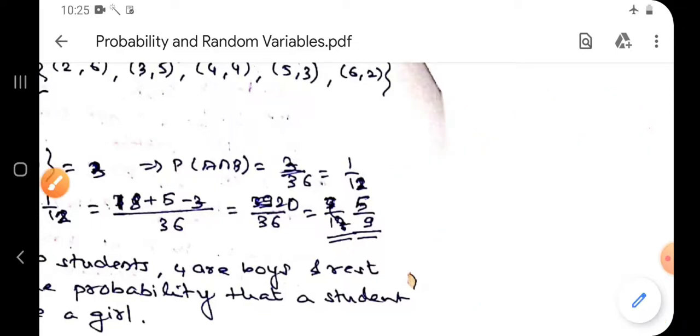Understood? Have you understood it? In the next lecture, we will take some more problems on this.